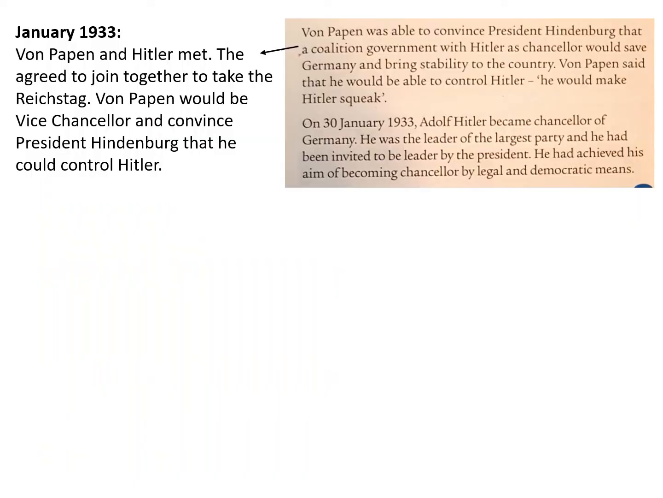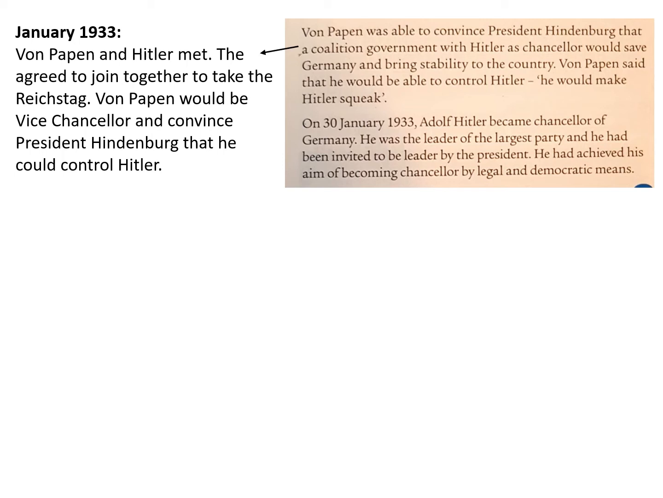So, von Papen was going to go and convince President Hindenburg that a coalition government with Hitler as Chancellor would save Germany and bring stability to the country. Von Papen said to President Hindenburg, "Don't worry, I know we didn't want him to be Chancellor, but I will be able to control him." He actually was quoted as saying, "I would make Hitler squeak." I imagine like a squeaky toy, like he'll control what he says and does. So he genuinely thought that by merging with Hitler, because Hitler hadn't really had that much power before, he would be able to tell Hitler what to do.